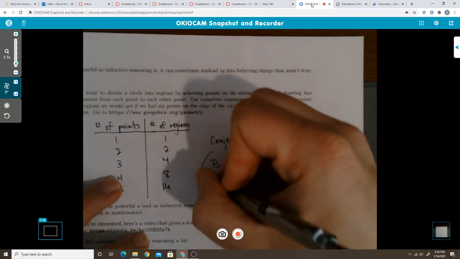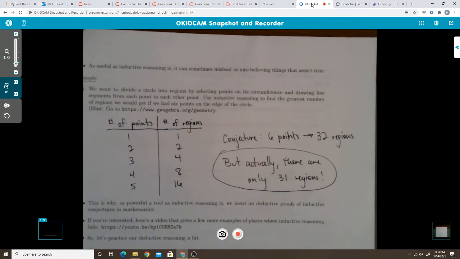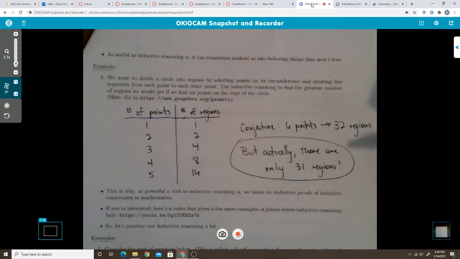Okay, so the point I'm trying to make here is that as nice as inductive reasoning is, it can sometimes mislead us into thinking certain things are true that are not actually true. Which is why we try to use deductive proofs. Once we have something that we think is true based on inductive reasoning, we try to prove it deductively, right? To help us avoid making mistakes like this.